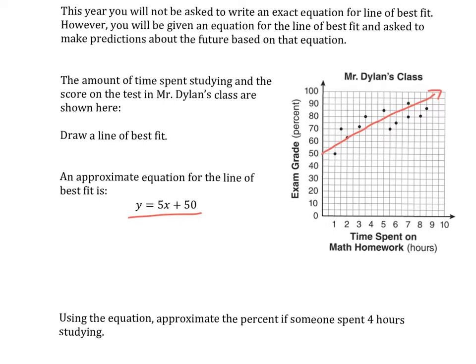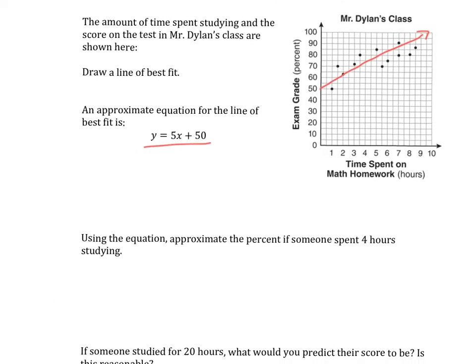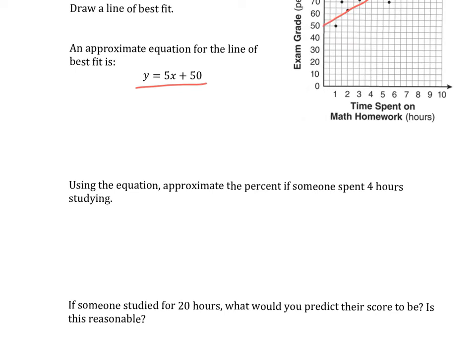I say an approximate equation because there is an algorithm, a way to find the actual line of best fit, and it probably wouldn't have very nice numbers like this one does. But I have approximated the line of best fit here, and that's the equation we're going to use to make some predictions and estimates. For our purposes, it doesn't need to be very exact, just pretty close. So we're going to use this equation to approximate the percent that somebody got on their exam if they spent 4 hours studying.